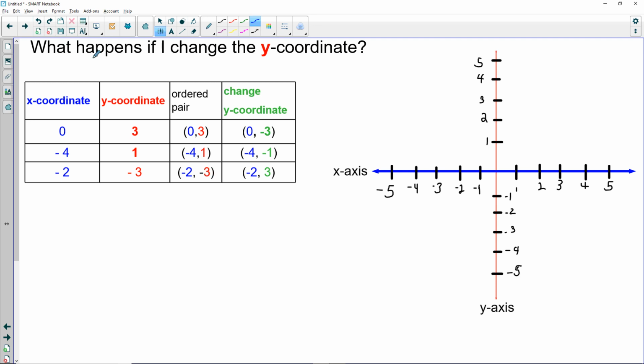Let's think about the question, what happens if I change the y coordinate? And I'm going to move a little bit swifter because I know your time is precious. So here we have our x coordinate, we have our y coordinate, and then we put it together and we have our ordered pair. What we're doing this time is we're changing the y coordinate. You'll notice all the changes are in green. So we started out with our x being 0 and our y being 3.